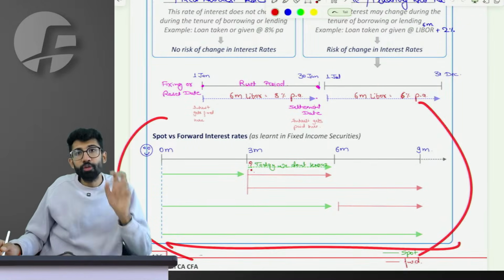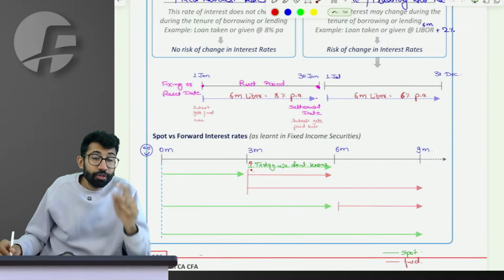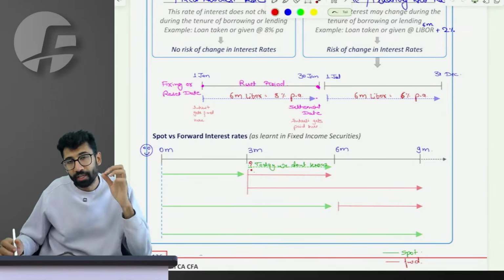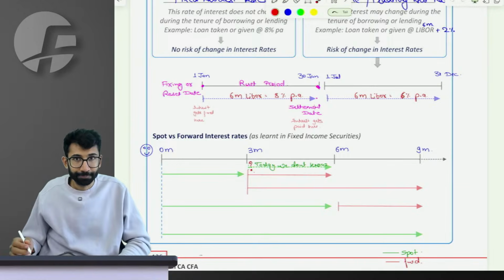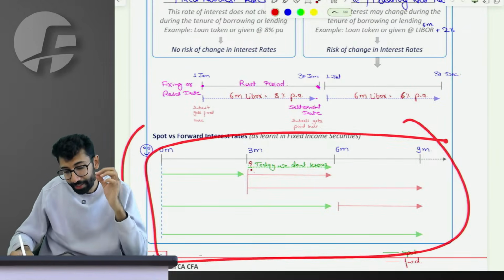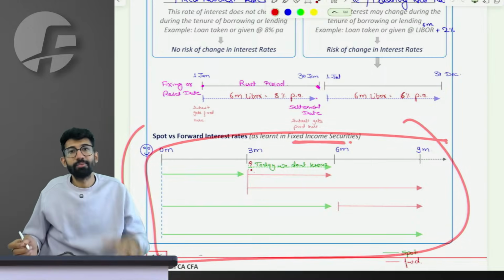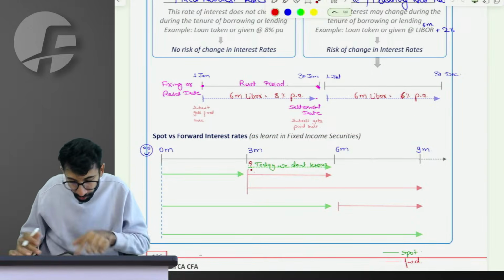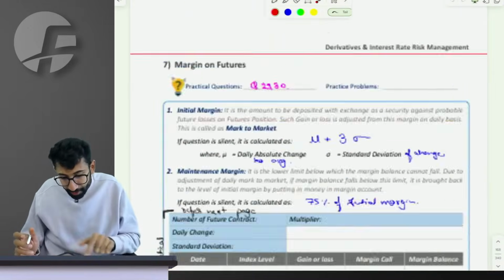I will also upload a fixed income security revision video, which is a part of securities valuation, and I would strictly recommend you to watch that. Why? Because it will give you next level conceptual clarity, as I specified in the fixed income securities. Yes, so these were the basics regarding the interest rate that we covered.